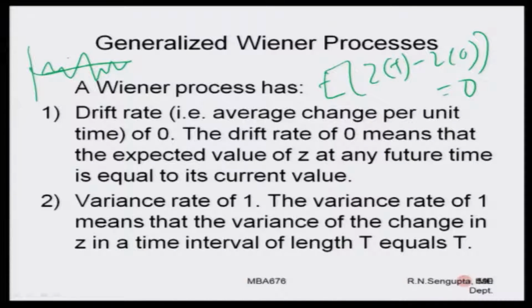The variance rate of 1 means the variance rate of the change of z in a time interval of t equals t. If you remember the functional form we have discussed, the expected value would be 0 and not dependent on time, but the concept of variance or volatility would now be dictated by time. So, we will close here and continue our discussions of the Wiener process and Ito's lemma and how it leads us to the concept of the Black-Scholes model.